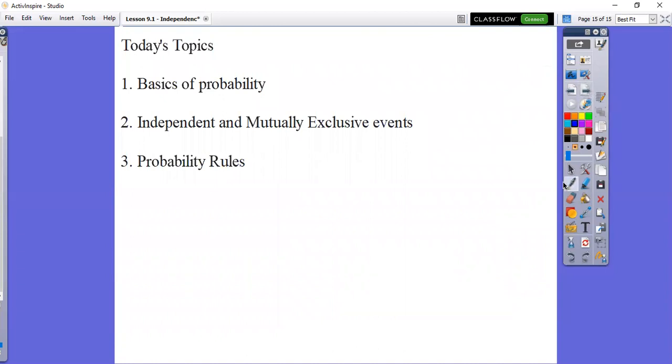So that is it for today. Today we talked about the basics of probability, what it means for events to be independent or mutually exclusive, and then the probability rules. So I hope you took some good notes, and I will see you in class.